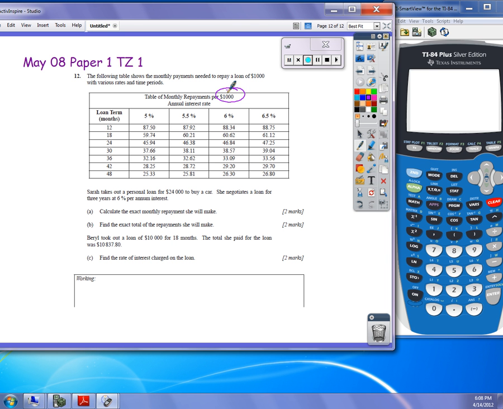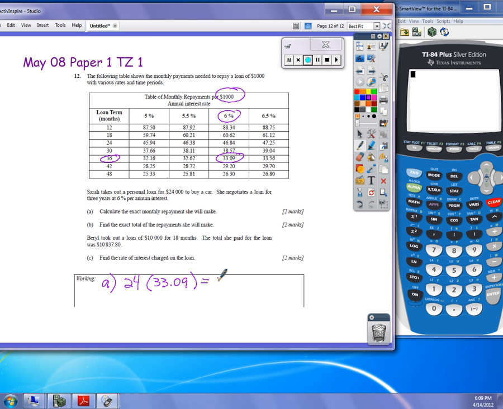The first part of the problem says that Sarah takes out a personal loan for $24,000 to buy a car, and she negotiates a loan for 3 years. 3 years is 36 months at 6%, and so in the table we see that she'll be making payments of $33.09 each month for every $1,000 that she borrowed. Since she borrowed $24,000, that's 24 of those $1,000, and for each one she's going to be making a monthly payment of $33.09.